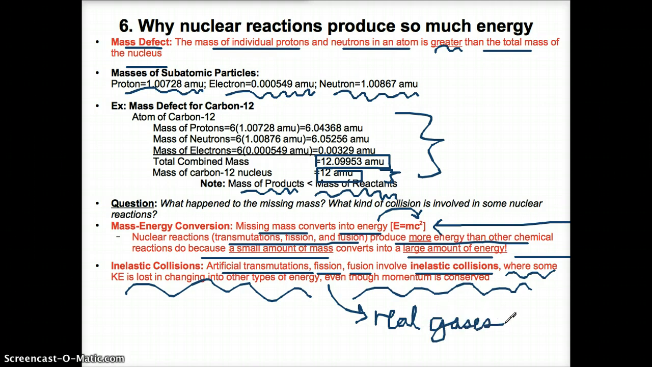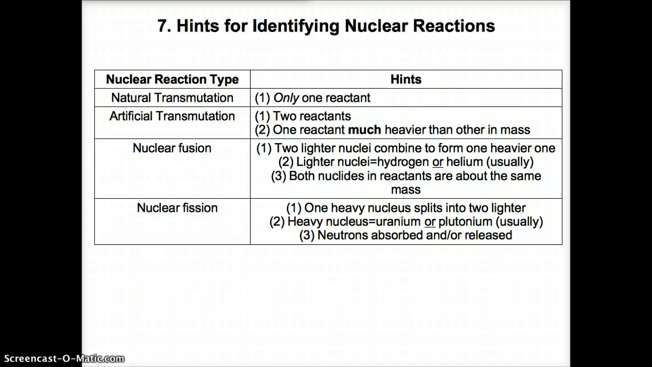Okay? So last, let's discuss how you can identify nuclear reactions very easily. Natural transmutations can be identified by the fact that there's only one reactant that undergoes spontaneous radioactive decay.